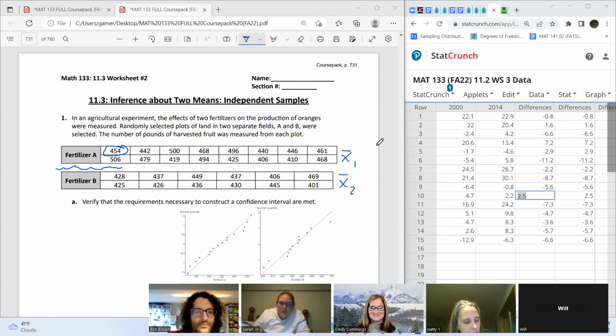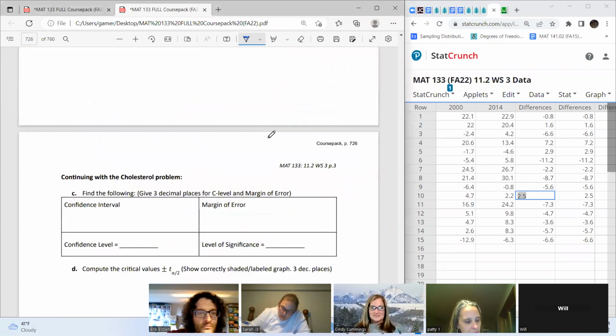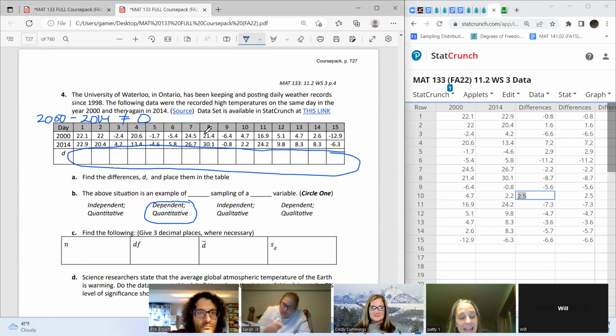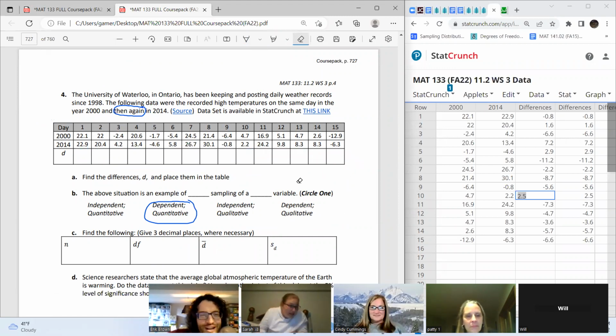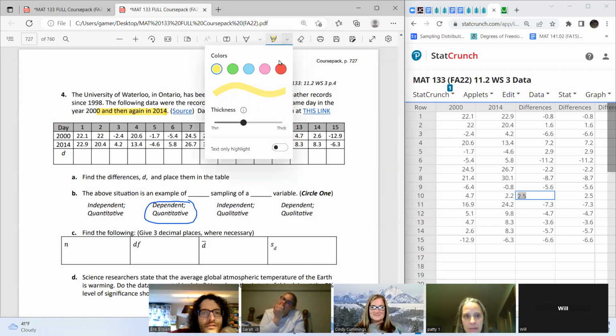When it said just the University of Waterloo, and then it says on the same date in the year 2000, and then again in 2014, it makes me think before and after, like Cindy was telling us, which automatically takes me to dependent. It might have been helpful if I read it. I do the same thing. I did it too, right? I just dived in, I just started doing it. I didn't read it. Oh no, I think it was like last week. I'm like, where are you guys getting the confidence level? I don't know where it is. And then I finally saw it was in the table.